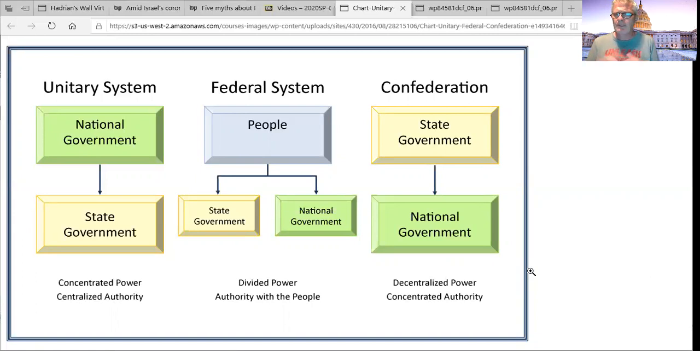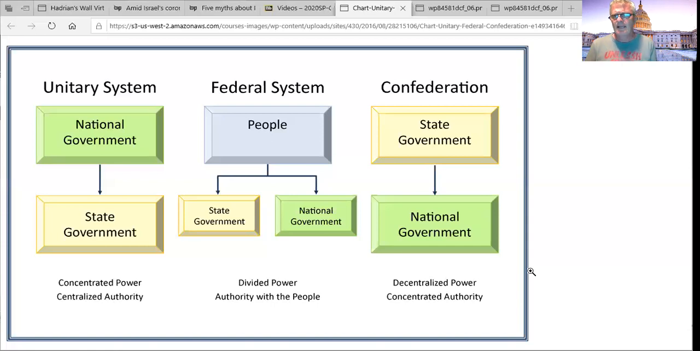Both are supreme within their own sphere of authority. They both have areas where they have the last word. So for example, in states, it's the creation of local government. It's intra, that's I-N-T-R-A, state commerce, commerce that occurs only within the state. And the national government has its areas where it has the last word, things like interstate commerce, diplomacy, the coining of money. So they share powers.